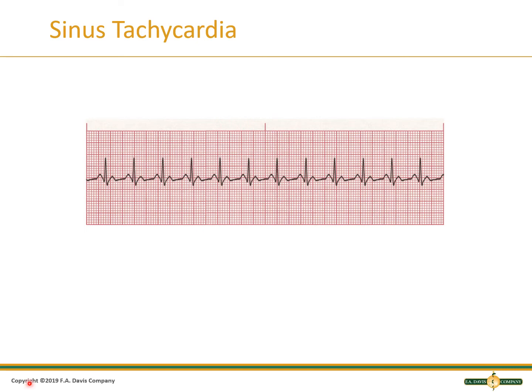In the ECG strip on the slide, the distance from R to R is equal. There are 12 small squares between the two R waves. If we divide 1500, which is the number of small squares in 1 minute, by 12, the heart rate is 125 beats per minute. A heart rate of 125 beats per minute is greater than the range of 60 to 100 beats per minute. Hence, this rhythm will be categorized as sinus tachycardia.